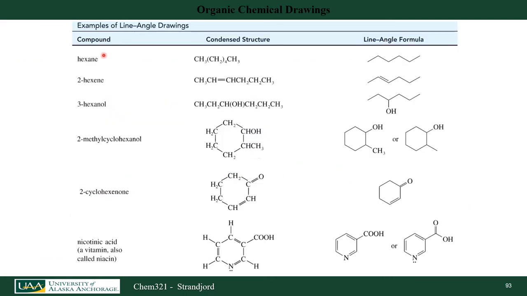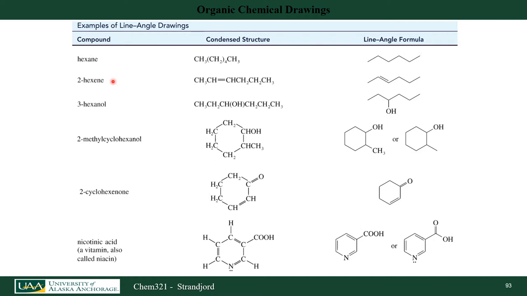So let's look at some examples. Let's look at hexane. The condensed structural formula shows 1, 2, 3, 4, 5, 6 carbons all in a row. It's still hard to get a feel for what it looks like in three dimensions, but if I do the line angle drawing, 1, 2, 3, 4, 5, 6 carbons. Again, remembering that this end carbon here has three hydrogens that are implicit and they're not drawn. Two hydrogens, and three hydrogens.